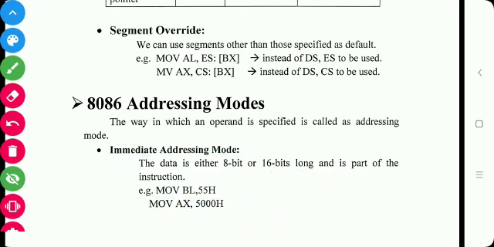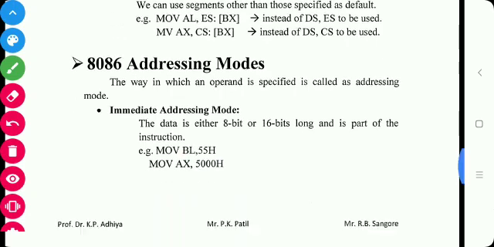Like this, MOV AX, 5000H. So this is the immediate data and that is moved into the AX register. As it is 16-bit data, the 16-bit register is used to store the data. So in immediate addressing mode, data is directly specified in the instruction. It may be 8-bit data or 16-bit data.